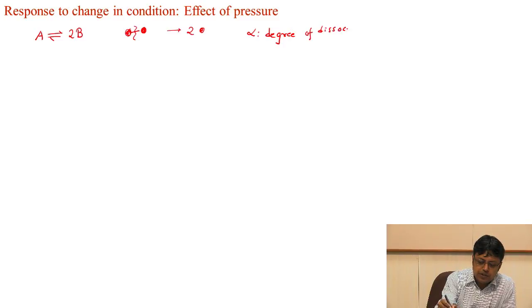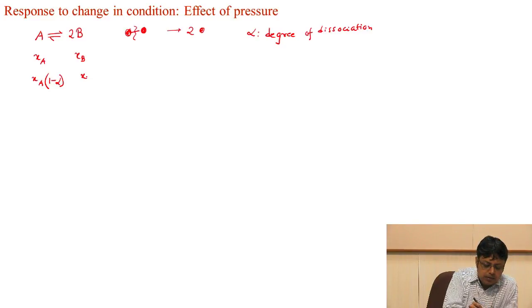Degree of dissociation is alpha. Now suppose initially I had some mole fraction, let's say XA to begin with, and say XB to begin with. If alpha is the extent or the degree of dissociation, the mole fraction of A present will be XA times 1 minus alpha. For B, it will be XB times 1 plus 2 alpha.